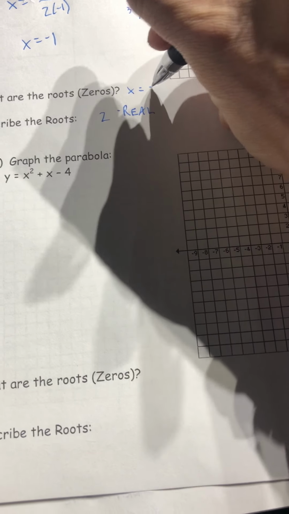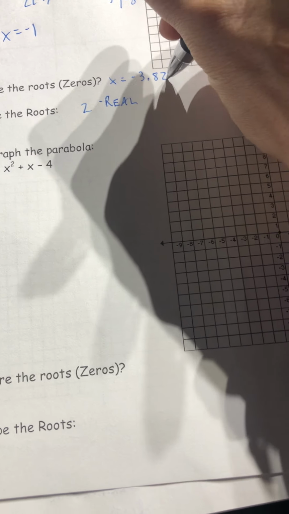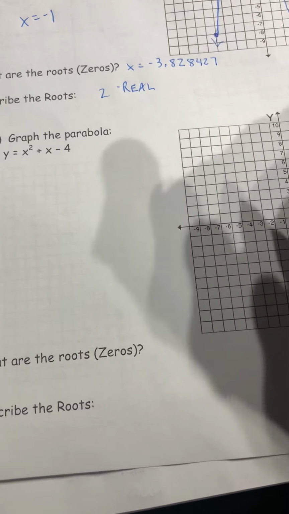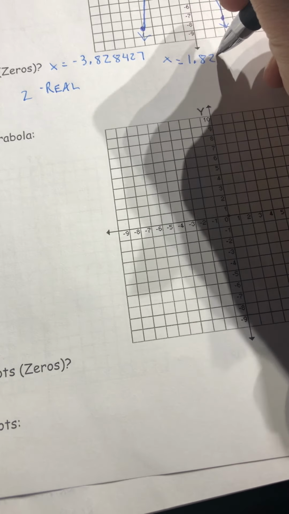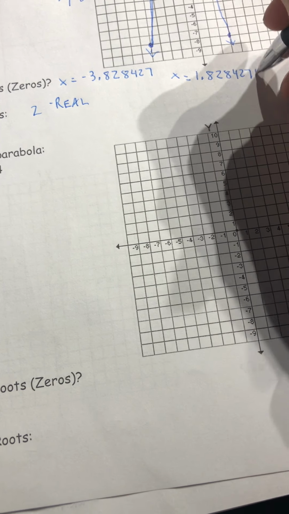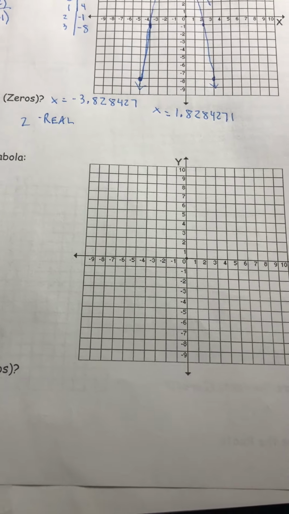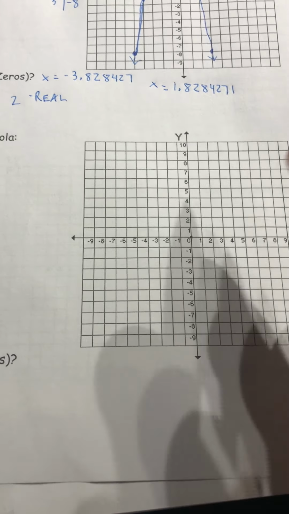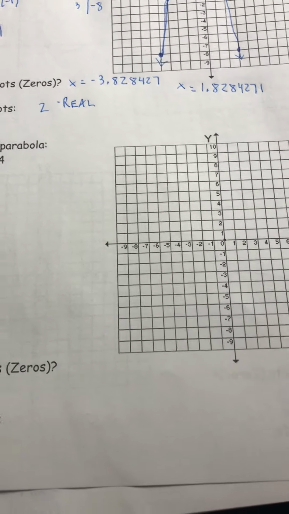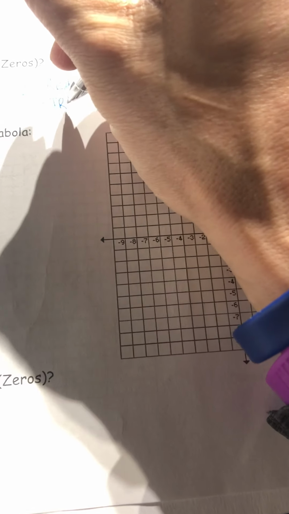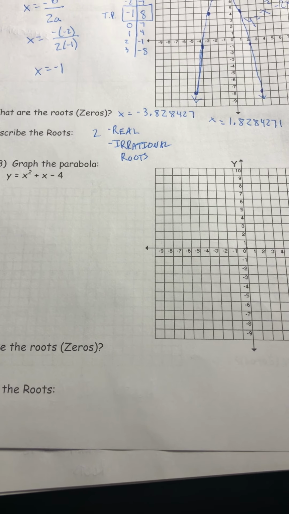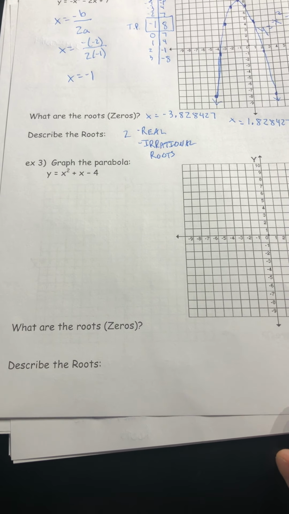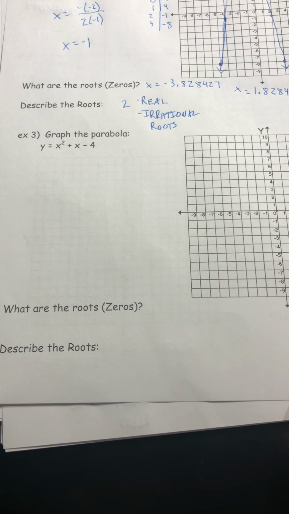So our zeros, I'm going to go to my paper, are x is equal to negative 3.828427. And x is equal to 1.8284271. Now, those numbers, they do not terminate, they do not repeat on the calculator. As you can see, they stop there, and that's just because the calculator can't go on forever. So these will be irrational roots. And usually, if one of the roots is irrational, the other one will be as well.